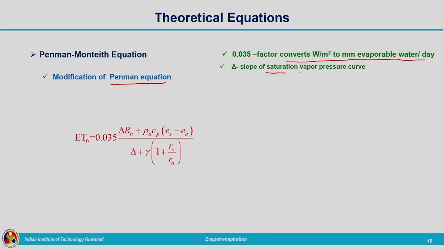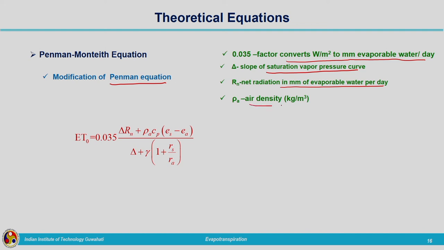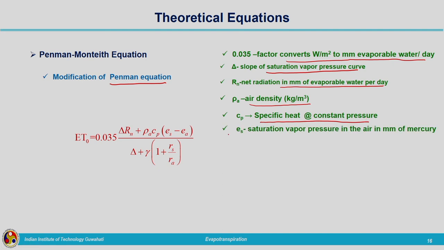And delta is the slope of the saturation vapor pressure curve, Rn is the net radiation in millimeters of evaporable water per day. Then comes rho A, we know it is air density in kilogram per meter cube, approximately 1.2 kilogram per meter cube we will be using. And Cp is the specific heat at constant pressure. Then Es and Ea, Es is the saturation vapor pressure in air in millimeters of mercury, and Ea is the actual vapor pressure in the air in millimeters of mercury.